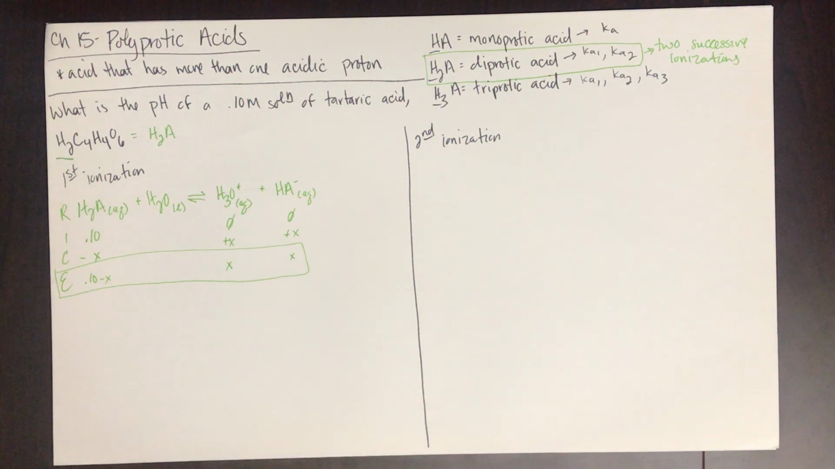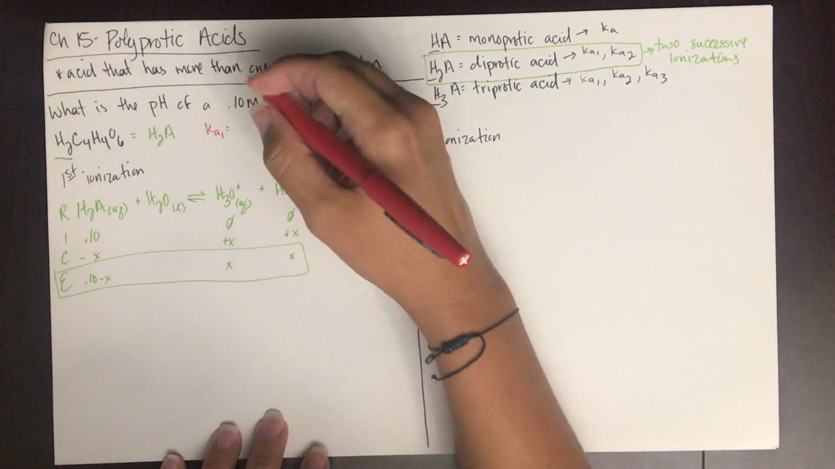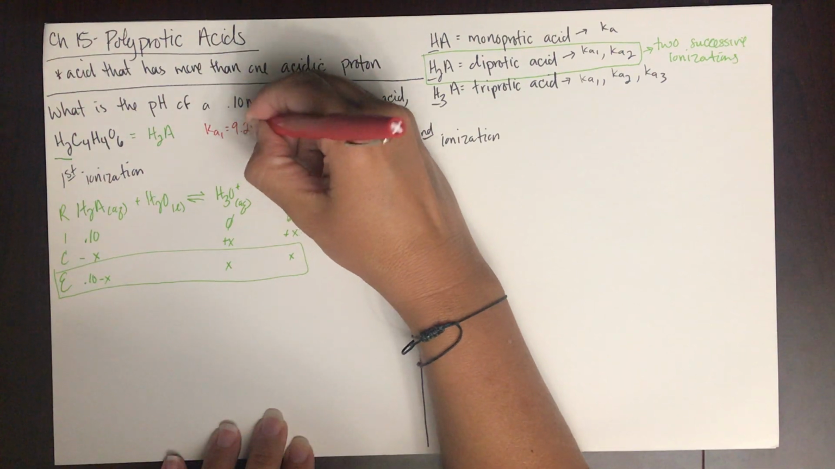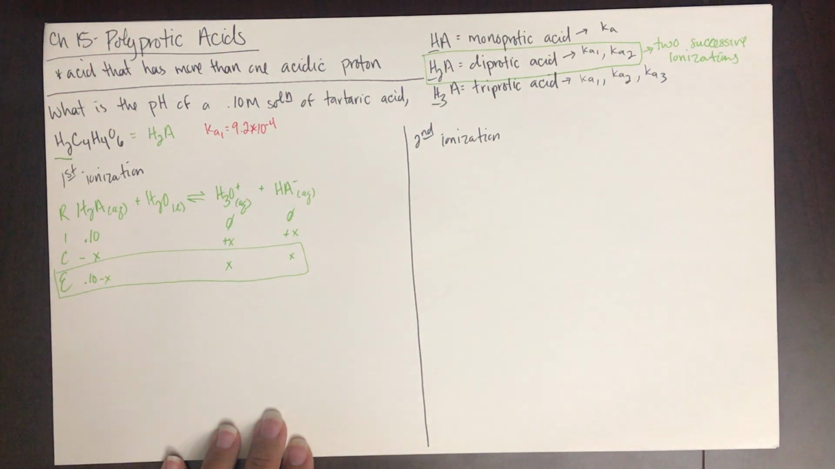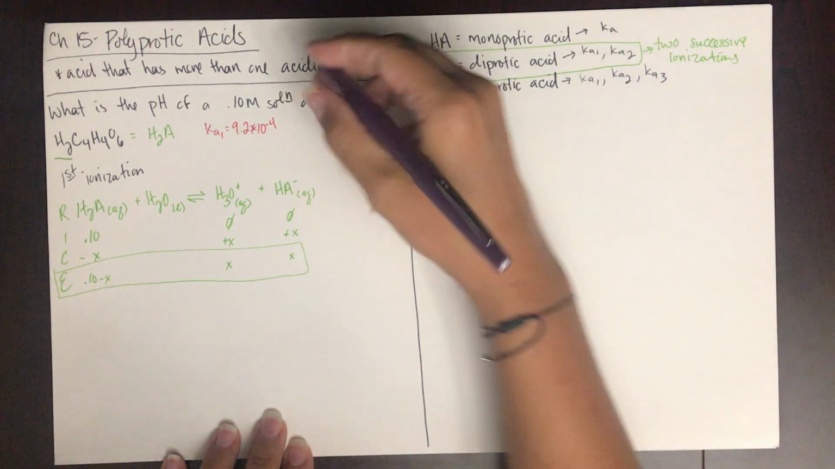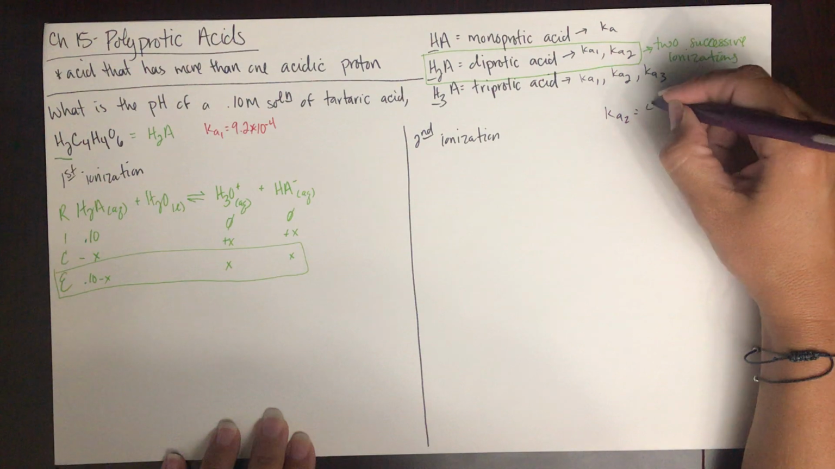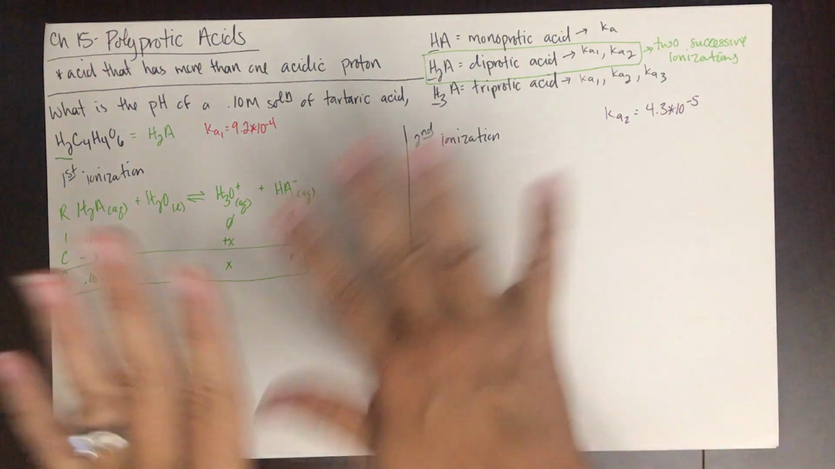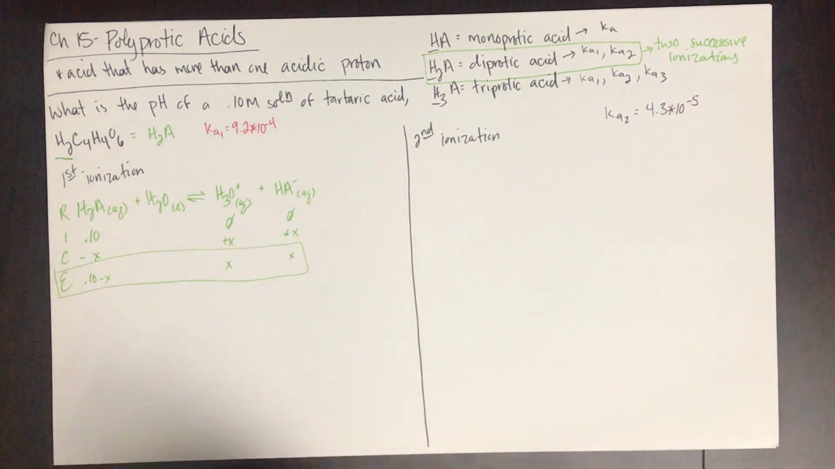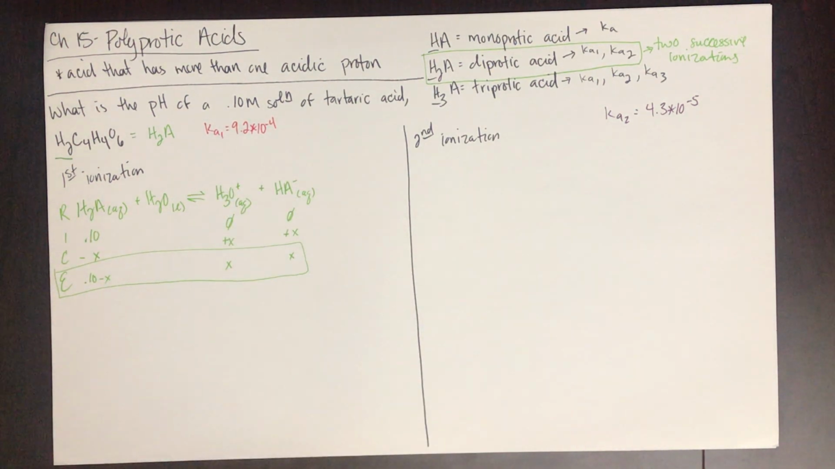Also, I forgot to write, the problem gives us the 2 Kas. It says the Ka1 is 9.2 times 10 to the -4th, and the Ka2 is 4.3 times 10 to the negative 5. Okay, that was given to us. So here's our first one. We are going to do our first ionization, using the equilibrium expression with the Ka1.